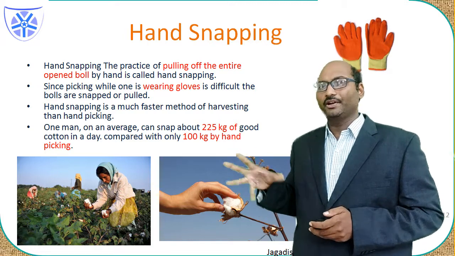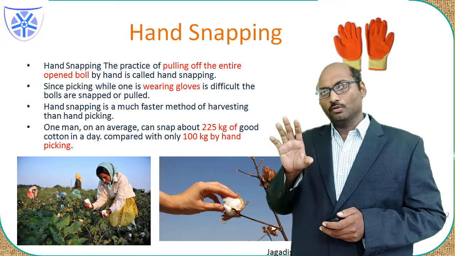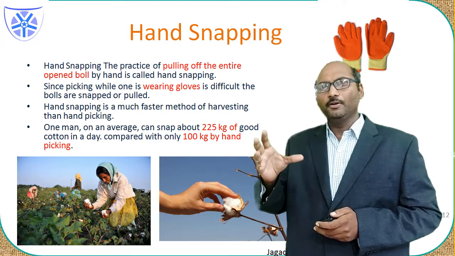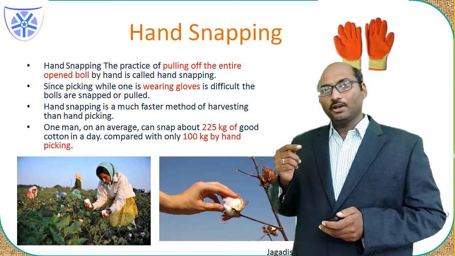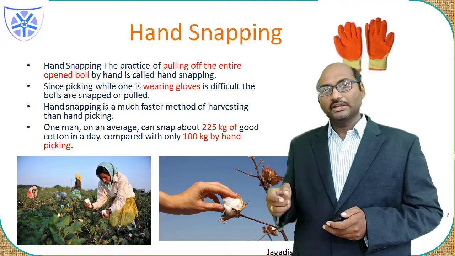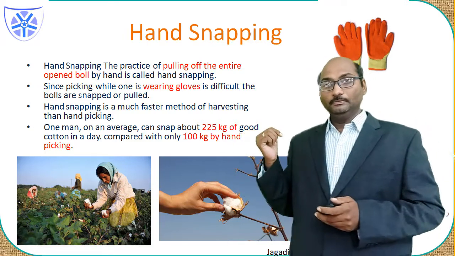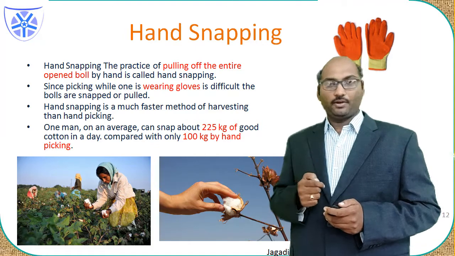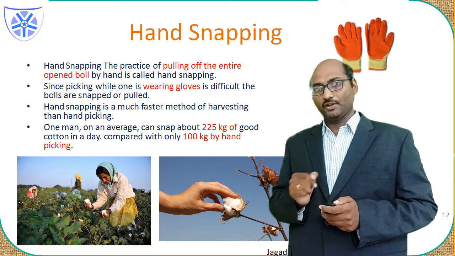More productivity means it is not too subjective: whatever is fully open is taken, so the work of the brain to process will be much lesser. Maybe an unskilled laborer can also do hand snapping, but for picking, skilled persons are required. So these are the two methods which are done manually.